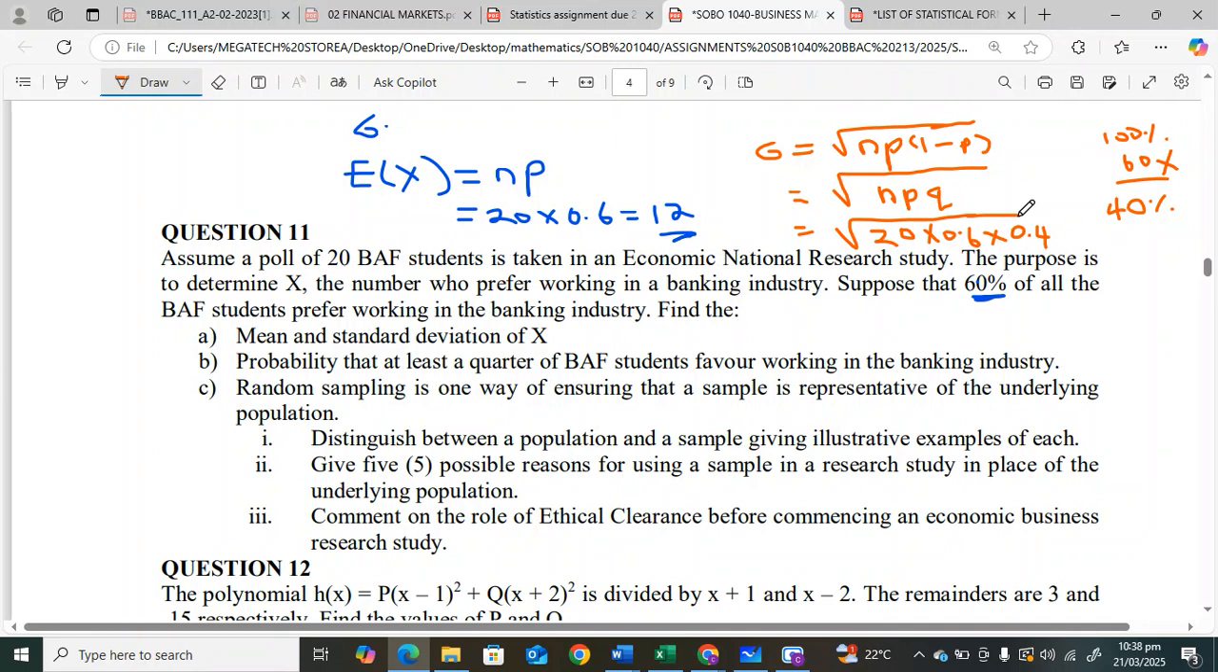20 times 0.6 times 0.4, that's 4.8. What is the square root of 4.8? 2.19, so 2.1 or 2.2. Okay, so let me interpret this standard deviation.